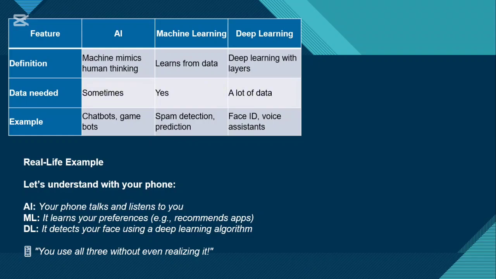So real life examples, you can see if you just use one application, for example, if you look at your phone, a general application of AI would be phone talks to you and listens to you. Whereas if you are using your phone to recommend you a certain app or a content, that would be machine learning. And it detects your face, that you can say is deep learning. So you can see, you can use all three without even realizing it.